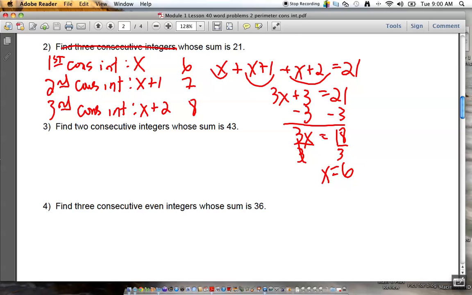What's your favorite odd integer? 3. What's the next odd integer? How'd you get from 3 to 5? 2. That's how. Whether it's even or odd, you're going to add 2s because it goes odd, even, odd, even, odd, even. You're always going to skip one and go to the second one. Okay? And then the setups are always the same. Okay? Are we good, everybody? Okay.